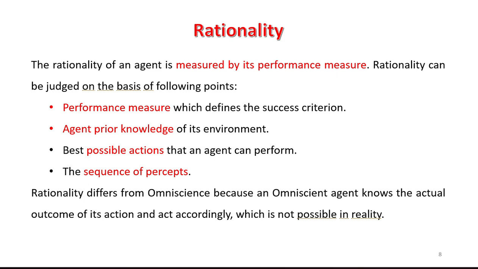The agent's prior knowledge of its environment. The best possible action that the agent can perform. The sequence of perceptions. Rationality differs from omniscience: an omniscient agent would know the actual outcome of its action and act accordingly, which is not possible in reality.